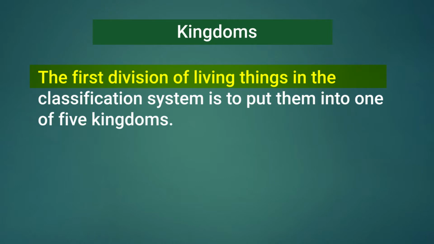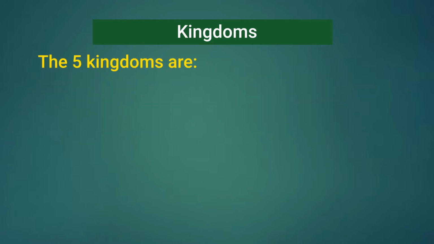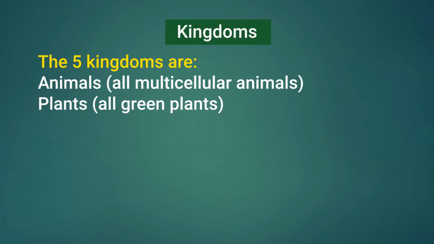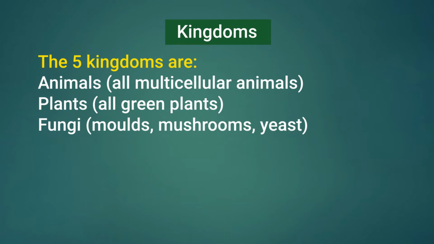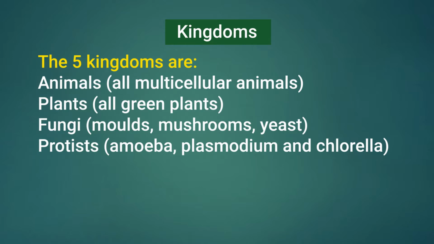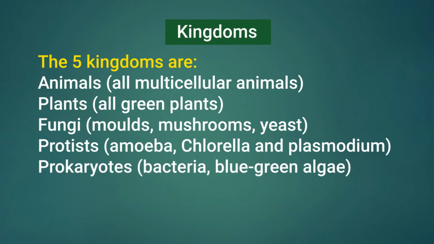Kingdoms. The first division of living things in a classification system is to put them into one of 5 kingdoms. And the 5 kingdoms are animals, then we have plants, all green plants. Then we have fungi, which are molds, mushrooms, yeast. Then we have protists, for example, amoeba, plasmodium, and chlorella. On the other hand, we have prokaryotes, and that is bacteria and blue-green algae.